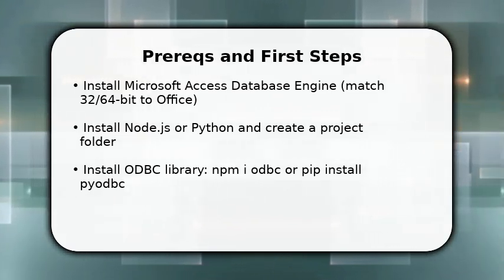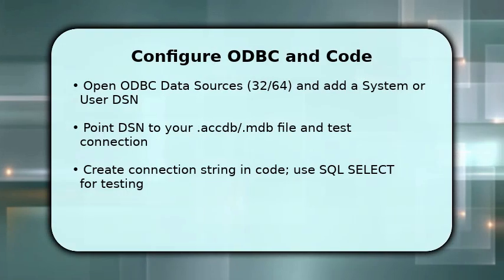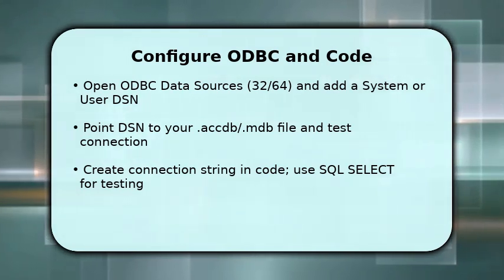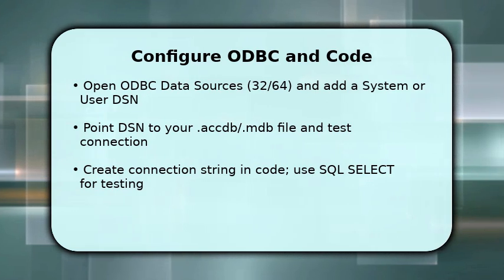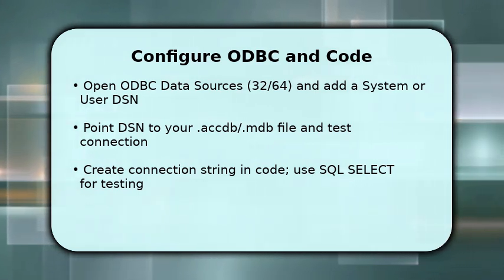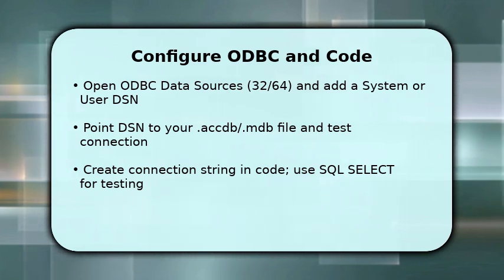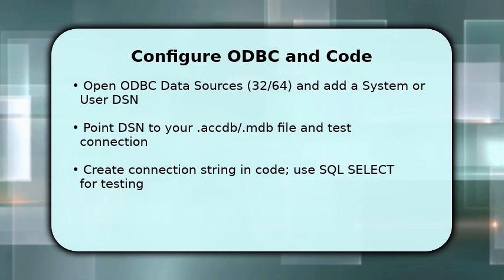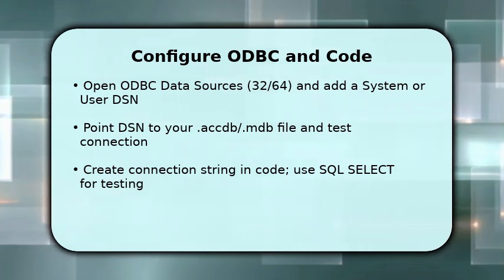Next, configure the ODBC layer. Open the correct ODBC Data Sources app and add a user or system DSN that points to your ACCDB or MDB file. Test it to confirm access. Then, in your project, build a connection string that references either the DSN or the driver and file path directly.